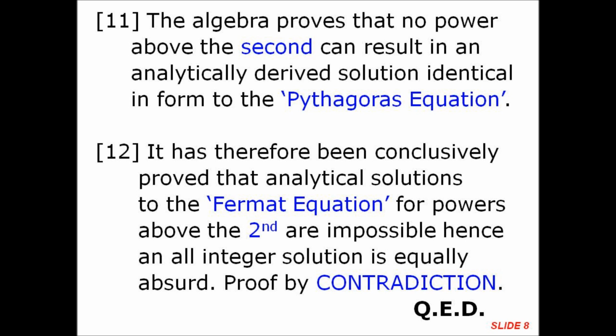The algebra proves that no power above the second can result in an analytically derived solution identical in form to the Pythagoras equation. It has therefore been conclusively proved that analytical solutions to the Fermat equation for powers above the second are impossible, hence an all-integer solution is equally absurd. Proof by contradiction. QED.